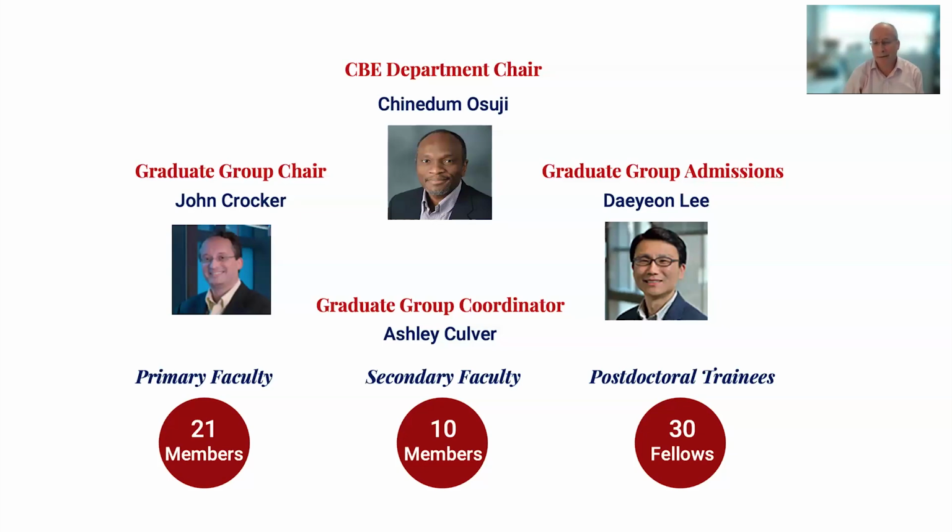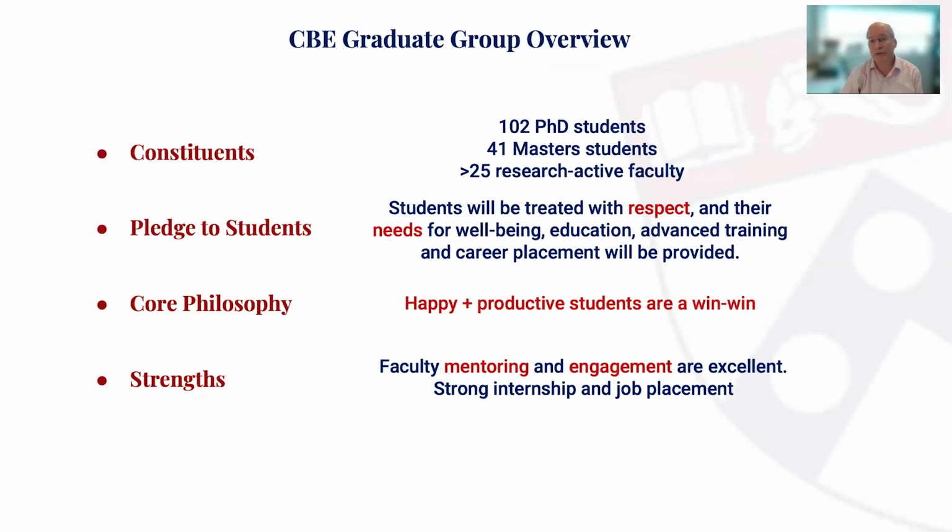So who are we? We are currently 21 primary faculty, and we have another 10 faculty in other departments that are affiliated with us or secondary faculty, and we have 30 postdoctoral fellows working in the department. As an overview of our census, we're 102 PhD students. That number fluctuates a lot as people come on board and they graduate. We have 41 master's students currently enrolled, and we've got about 25 research active faculty.